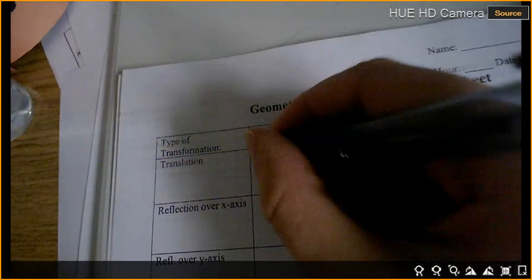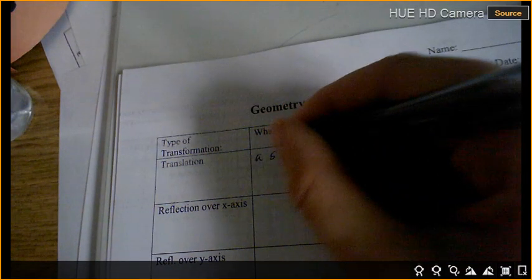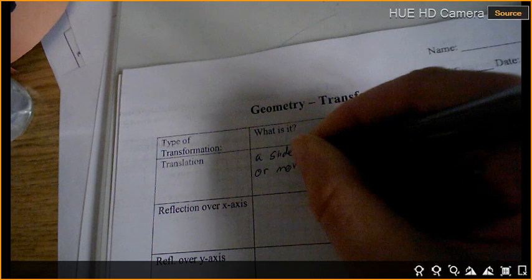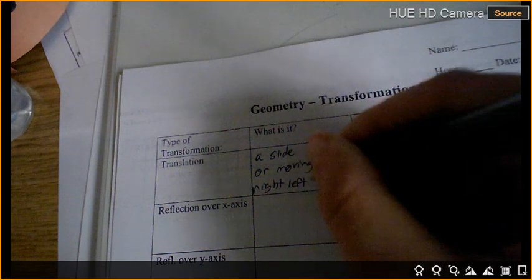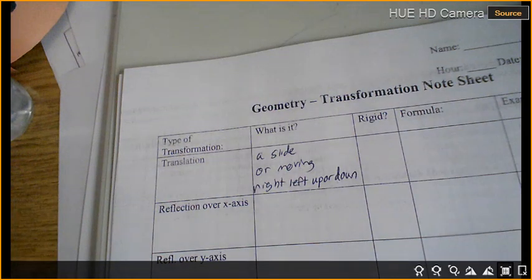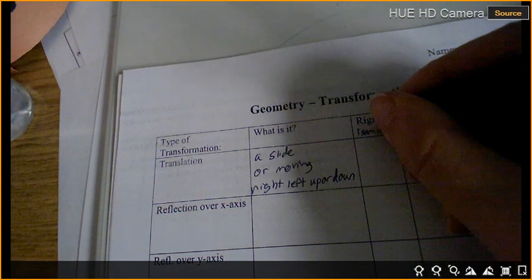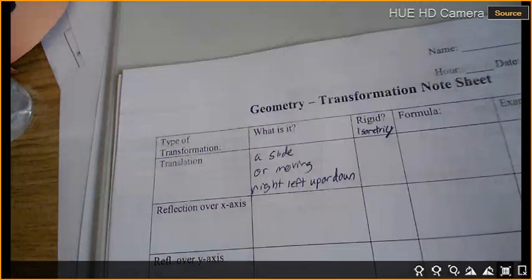I like to say a slide, or moving right, left, up, or down. Is it rigid? Does it have isometry? Does it stay the same? I'm going to put isometric up here, or isometry for rigid. Yes, it does.